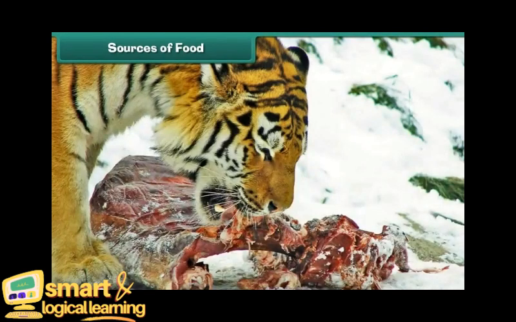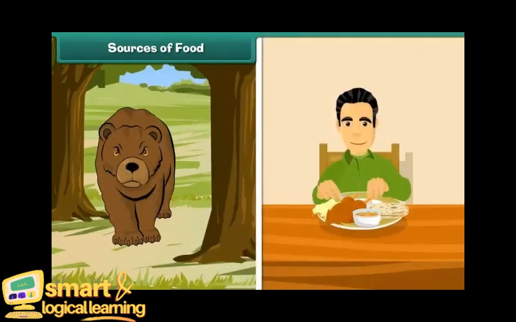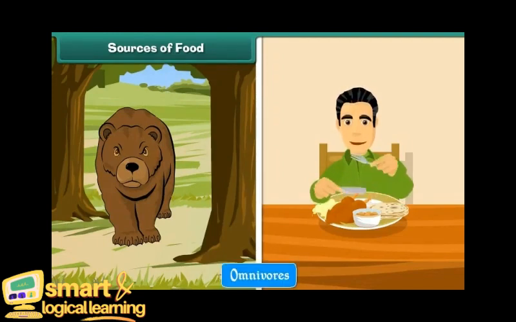Some animals kill and eat other animals for survival. They are called carnivorous. Tigers are examples of carnivorous. Some animals get their food from both plants and animals. They are called omnivorous. Bears and humans are examples of omnivorous.